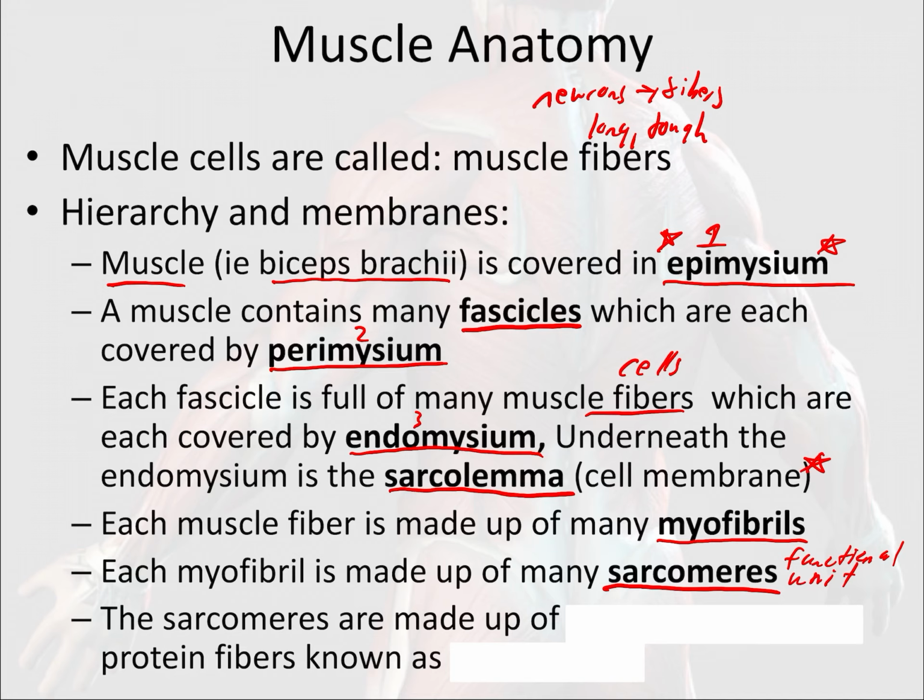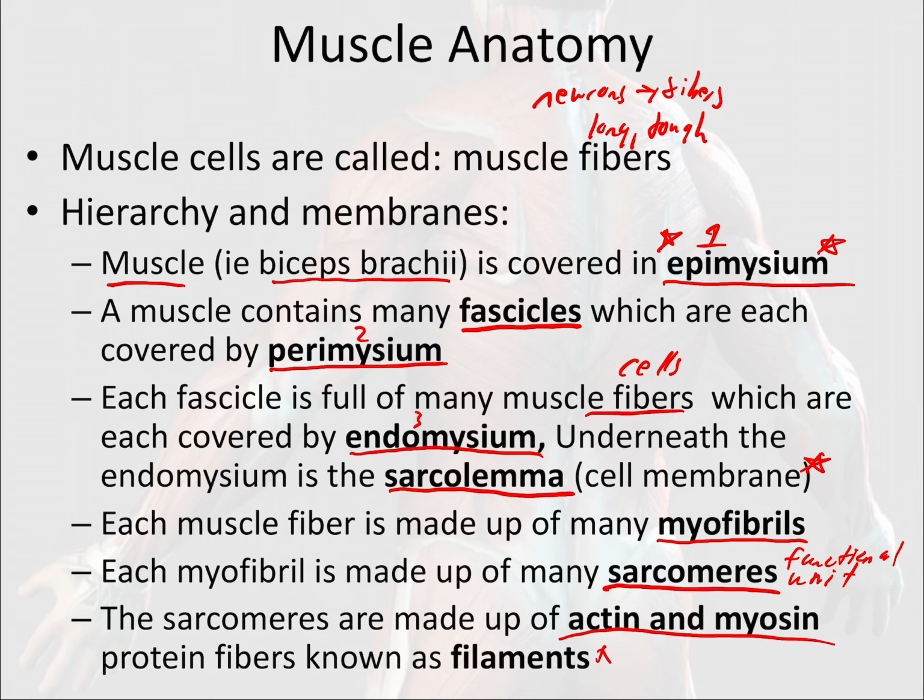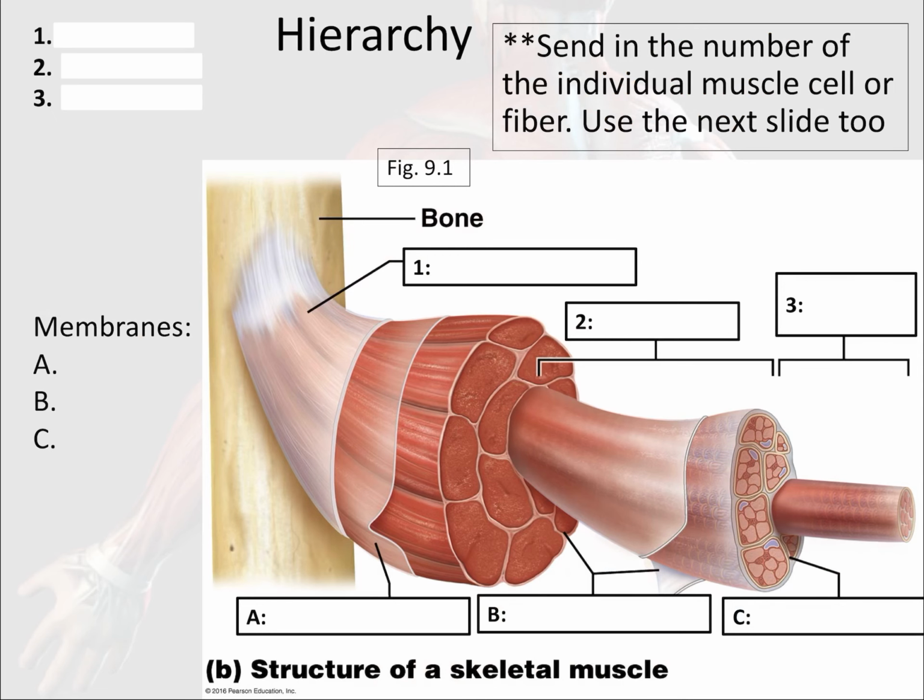Finally, the sarcomeres are made up of the proteins that actually make up the muscle, and the two primary ones are called actin and myosin. These protein fibers are known as filaments, so they can be called myofilaments, or just protein filaments. That's a good hierarchy to remember, the names as well as the membranes. We'll keep talking about that a little bit here.